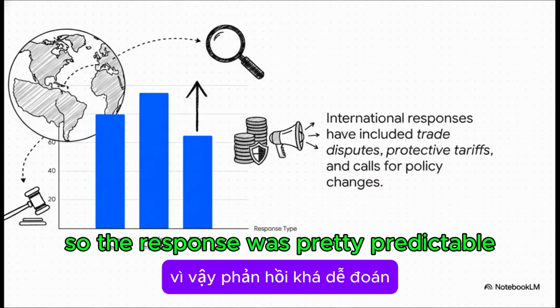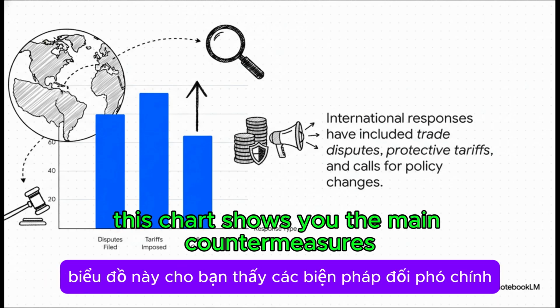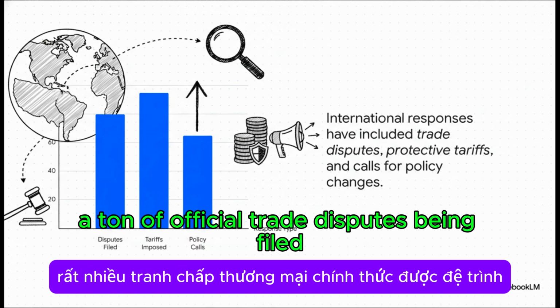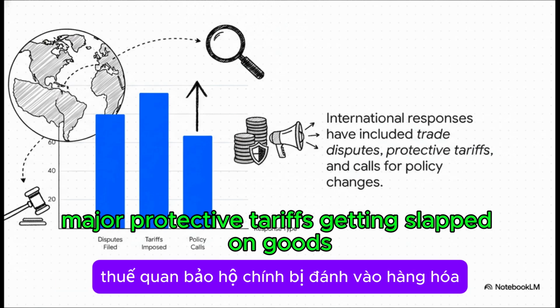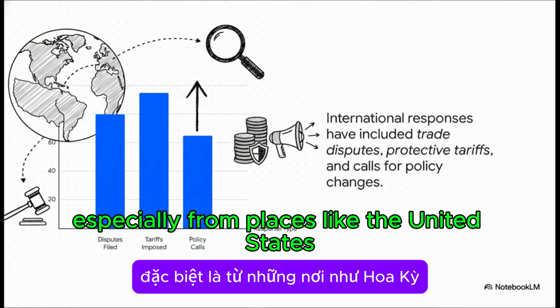So, the response was pretty predictable. We've seen this huge surge in international blowback. This chart shows you the main countermeasures. A ton of official trade disputes being filed, major protective tariffs getting slapped on goods, and constant calls for big changes to China's industrial policies, especially from places like the United States.